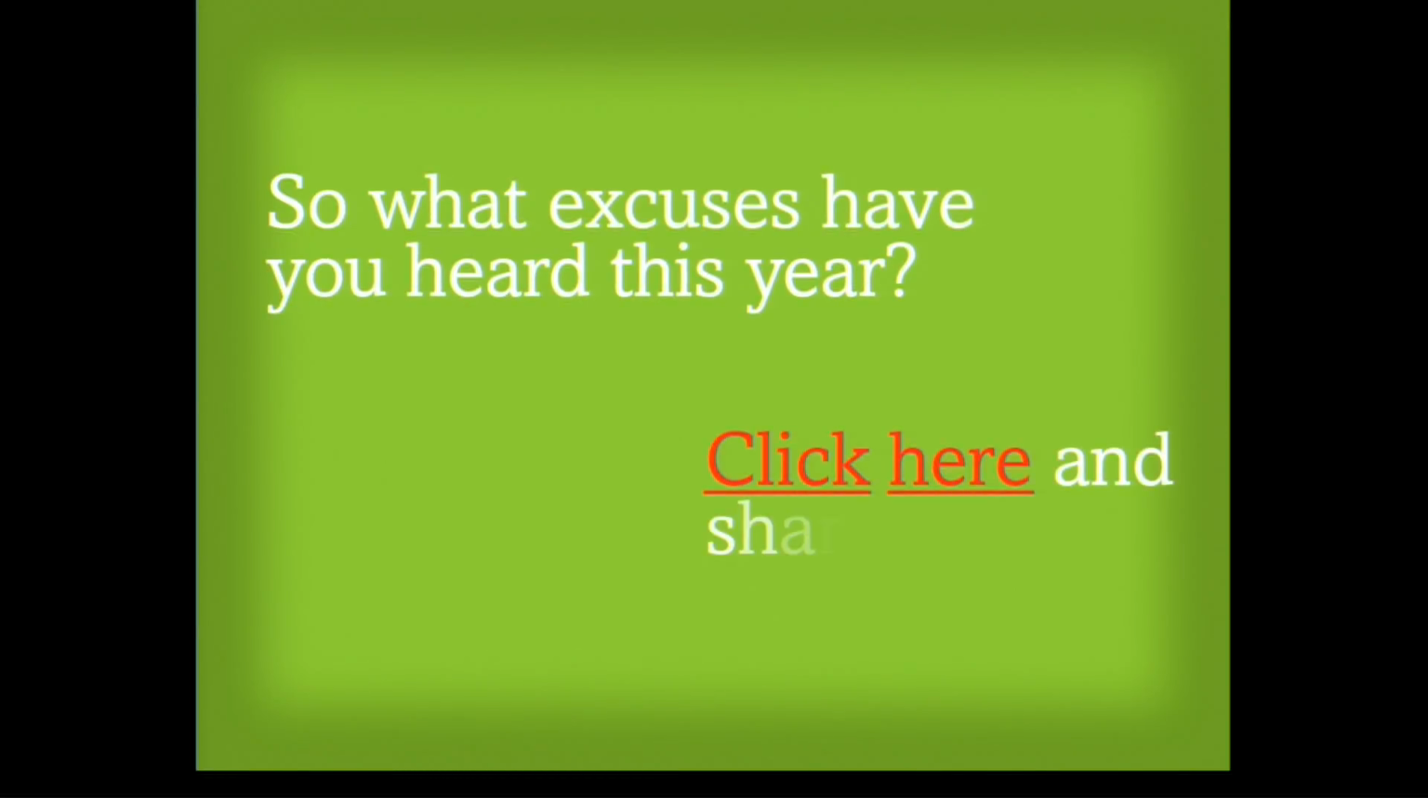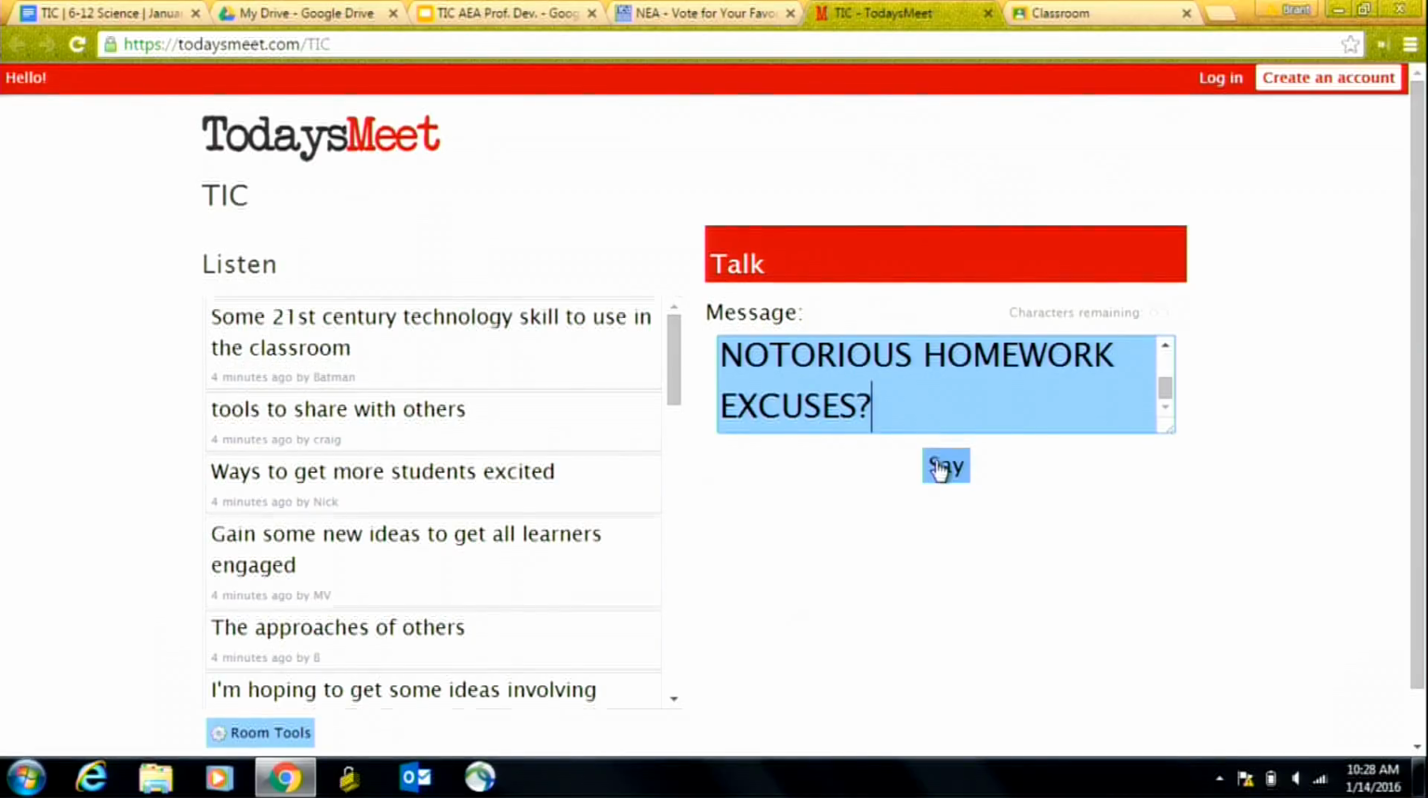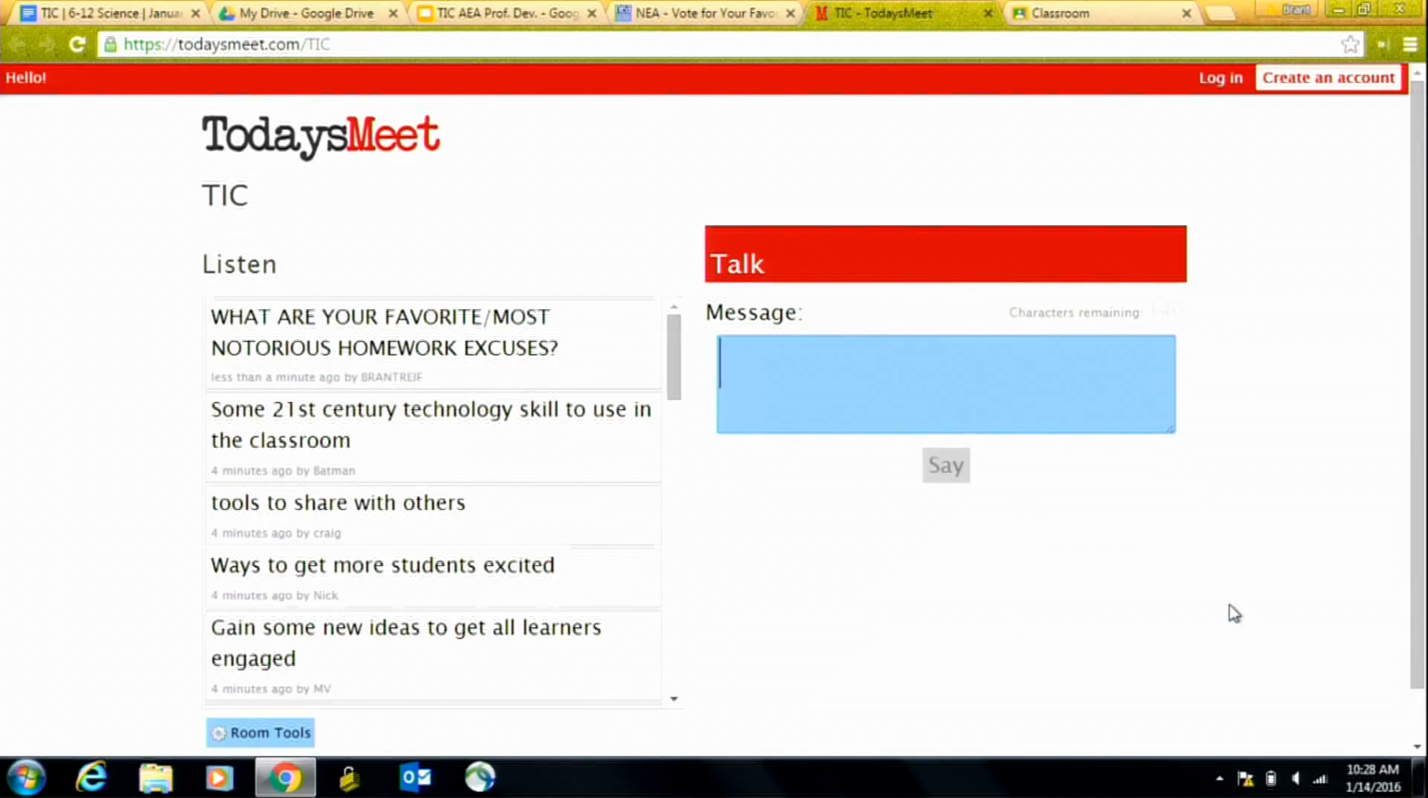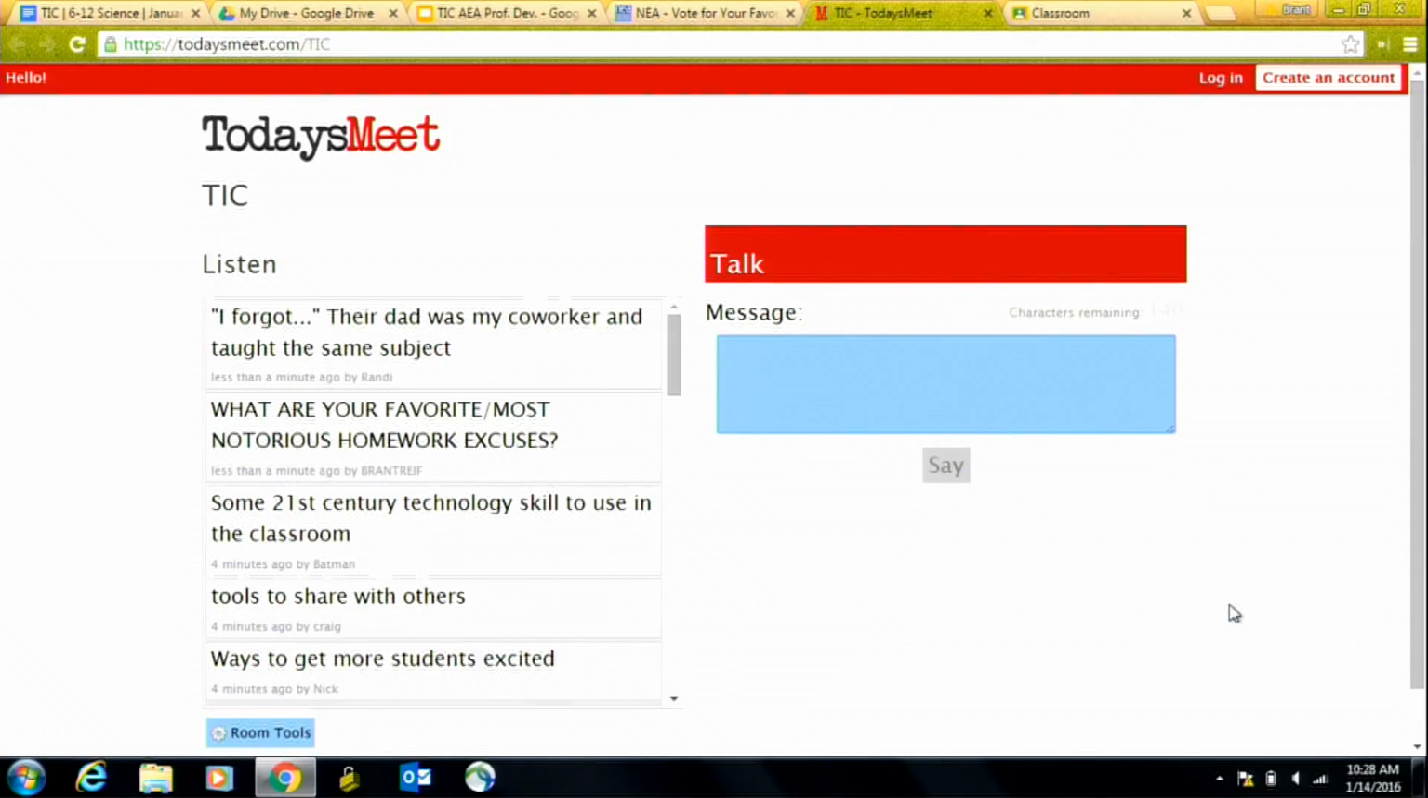So this is the next use of Today's Meet, just to lighten the load a little bit, for any of you that have had some excellent excuses this year, or just in the past. What I use with Today's Meet is I will type in all caps so the students can identify where my comments are. So if anybody has any fun stories from this year or in the past, I'd love to hear some of these.